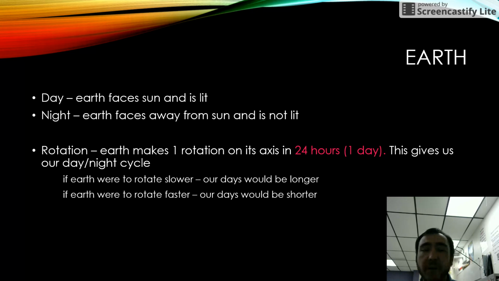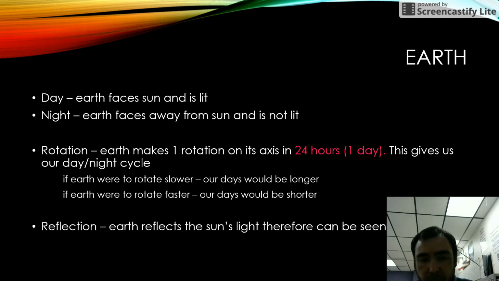Guys, if the Earth were to spin a little bit faster, then it would be a much quicker day. If the Earth were to rotate a little bit slower, our days would be longer. So again, the rotation of our Earth gives us our day-night cycle.